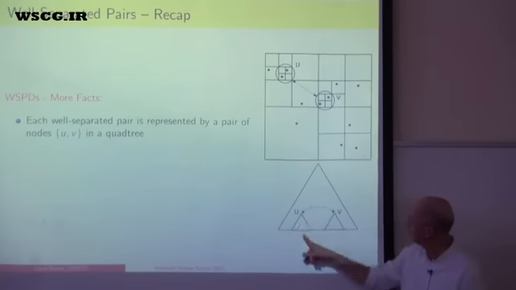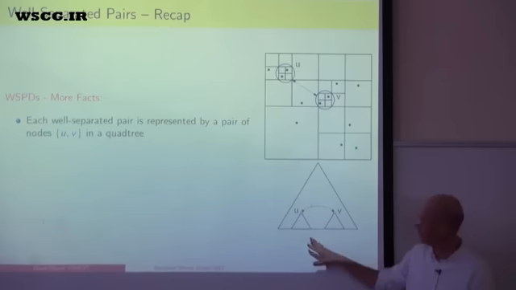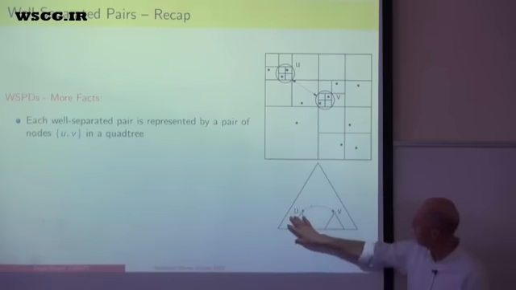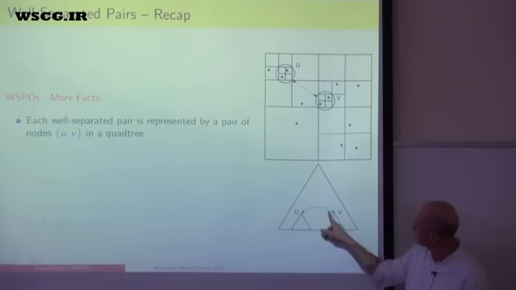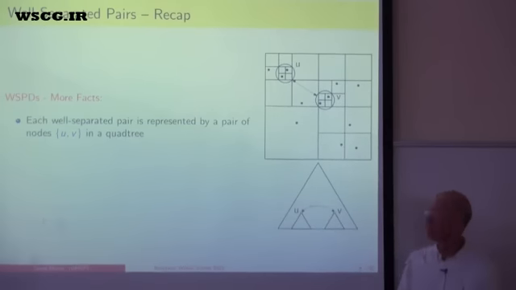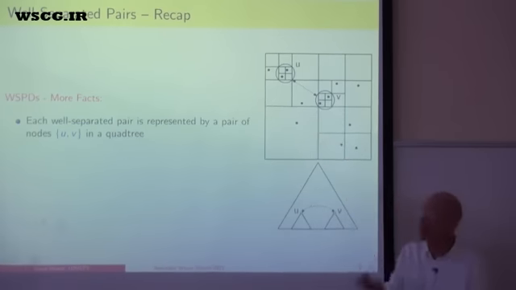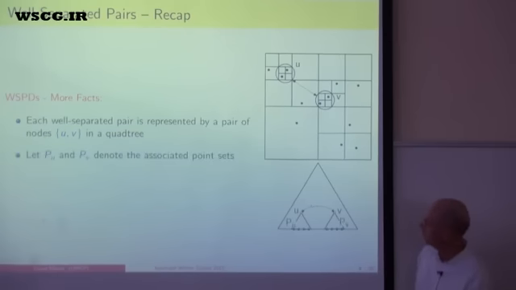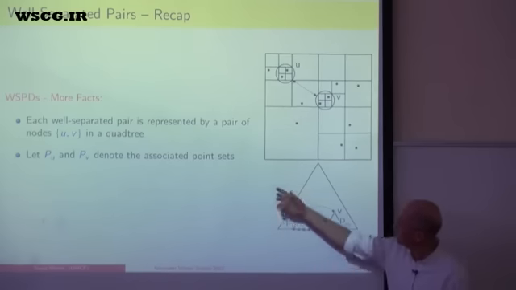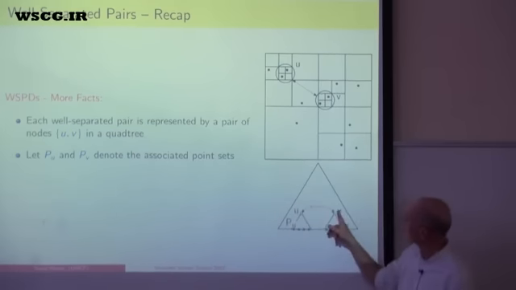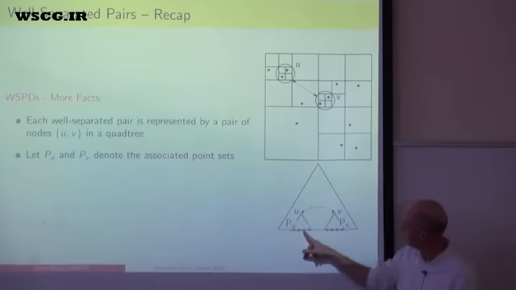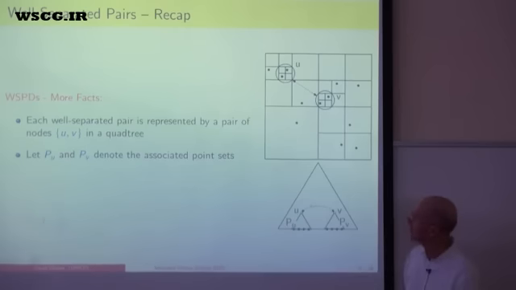Remember also that every well-separated pair is represented very succinctly. Even though a pair might represent many points with many other points, I'm just going to represent that pair by storing a link between two nodes in the quad tree. Or you can think of it visually as, for every pair of nodes in the quad tree of roughly equal size, I'm going to store a link between them if they're well separated. Okay? Notationally, if u and v are the nodes, I'm going to use capital P of u and capital P of v to denote the sets of points.